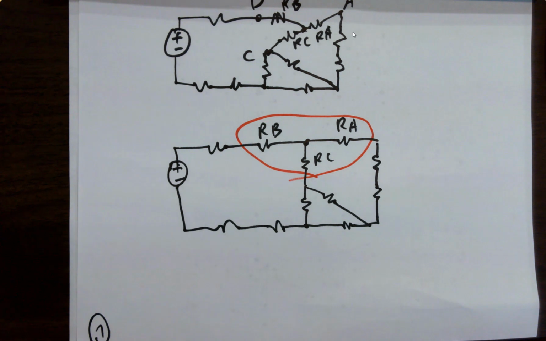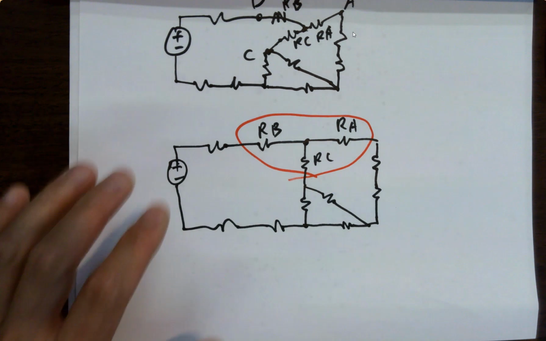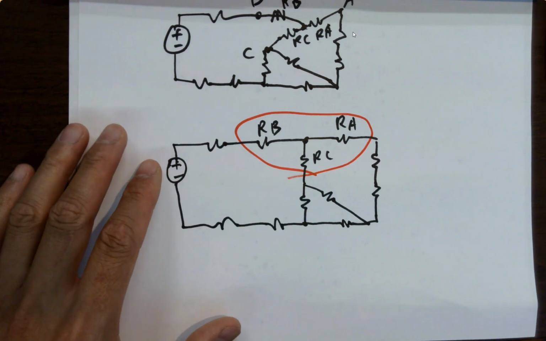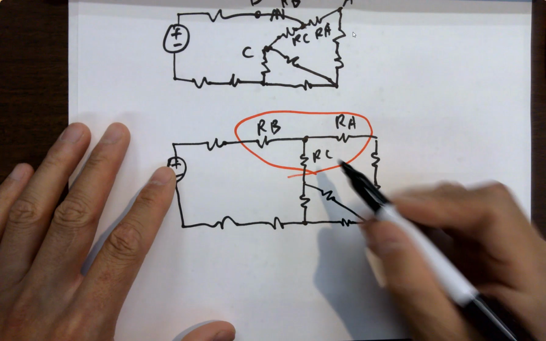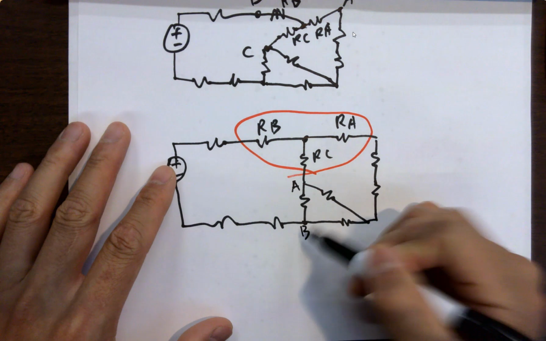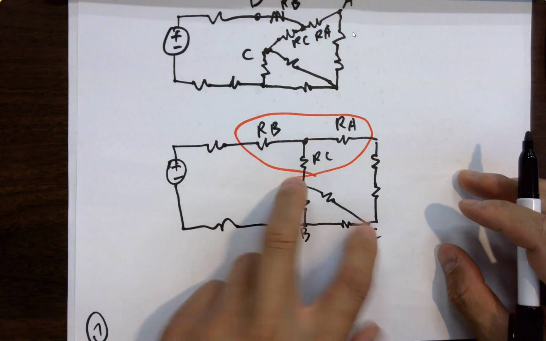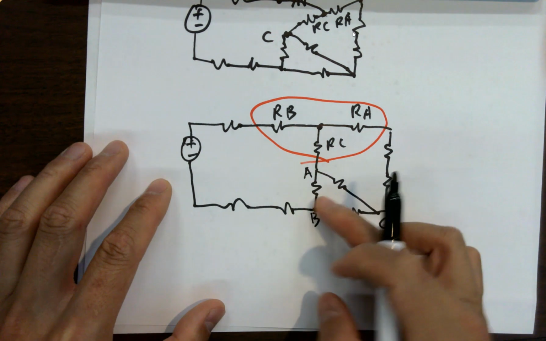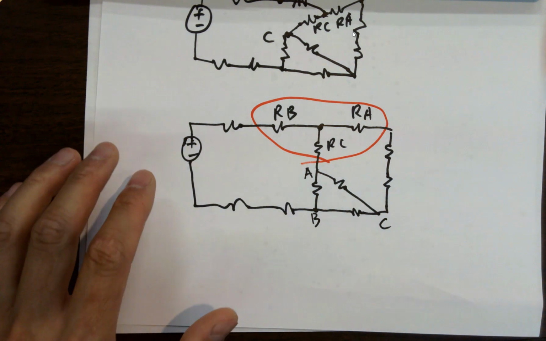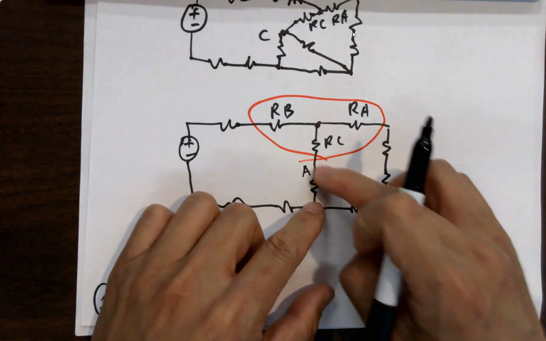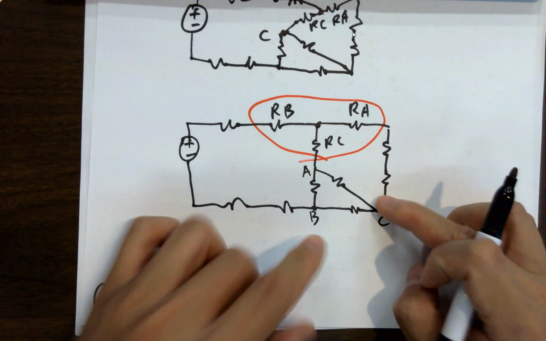Which side would you like to label as AC? Let's just do this. It doesn't matter. You can use this as AC. It's going to be the same, but the solution uses the longer side of the triangle as AC. It's okay.